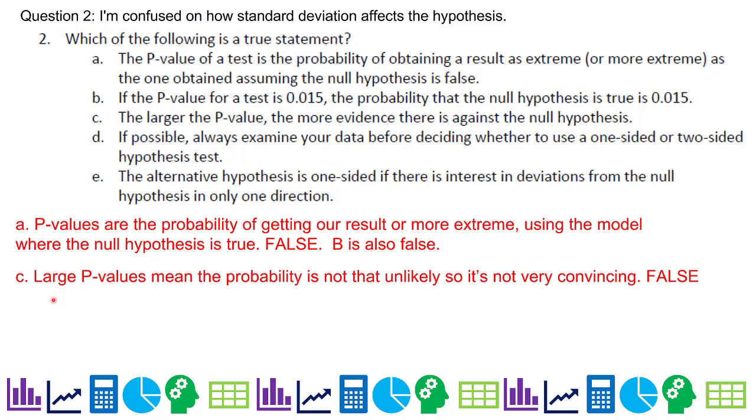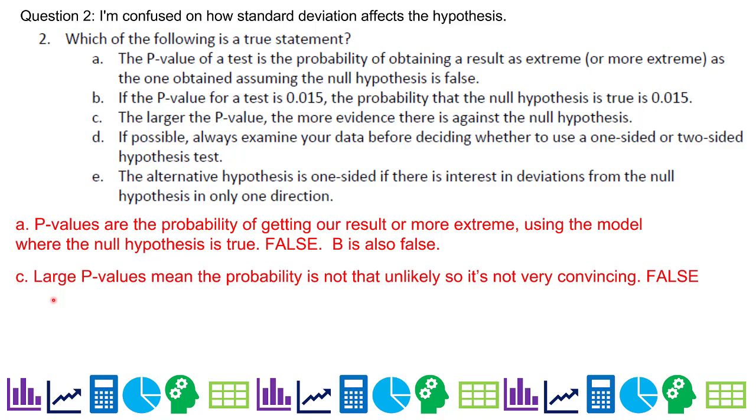Part D. If possible, always examine your data before deciding whether to use a one-sided or two-sided hypothesis test. This is super tempting, but technically, first of all, if you did that, you're only going to use one-sided hypothesis tests because your data is not going to be both higher and lower. You're not going to have a statistic that's higher and lower than your parameter. It's either going to be higher or it's going to be lower. And if you use your data to decide that, you're only going to do one-sided tests.